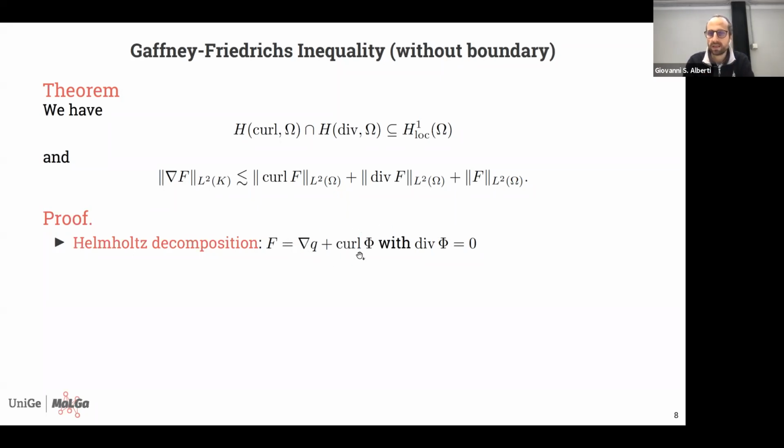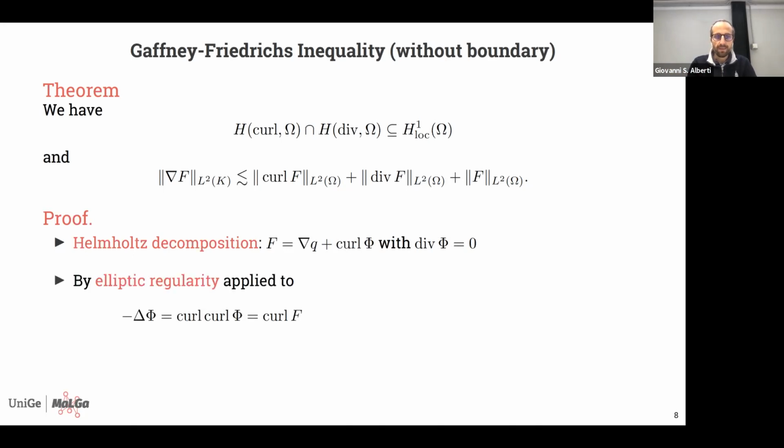Which is this part here. So as I said, we ignore topological problems. So every time I can always do this Helmholtz decomposition. So I can write any vector field as a sum of a curl-free part and a divergence-free part in this way here. And then what do I do?